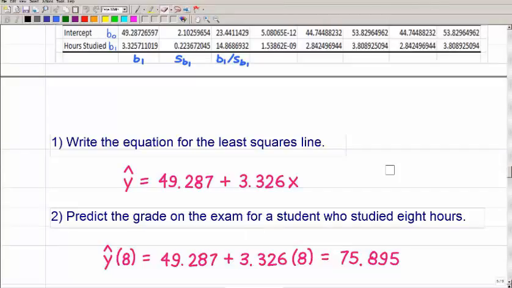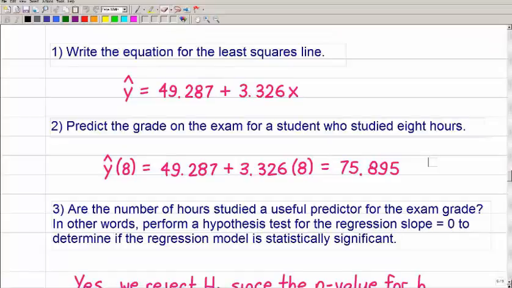Are the number of hours studied a useful predictor for the exam grade? In other words, that phrasing just means we want to do a quick hypothesis test, and since that output is there for us, this will be real easy to do. We want to test the regression slope equaling 0. That needs to be rejected for this to be a useful predictor, which also means the model is statistically significant. Those are the same thing. Both of those statements are true if you reject.